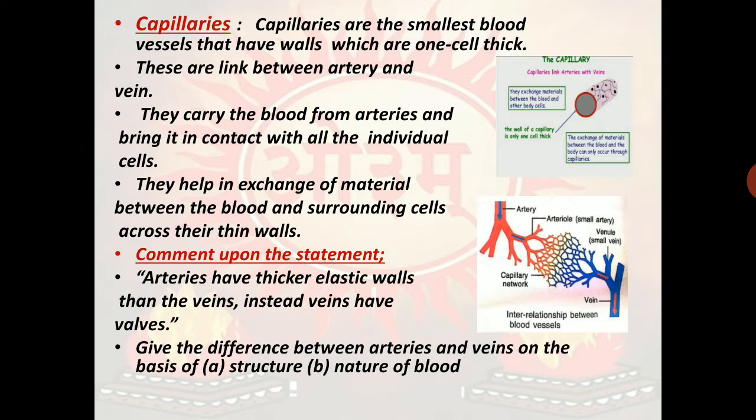Now let us study about capillaries. Capillaries are the smallest blood vessels that have walls which are one cell thick only. Again, you can see from this picture, their walls are very thin, which are only one cell thick. These capillaries are the link between arteries and veins. When the artery enters any organ or tissue, it divides and redivides to form smaller and smaller blood vessels called capillaries. And these capillaries form a network inside the body organ or tissues.